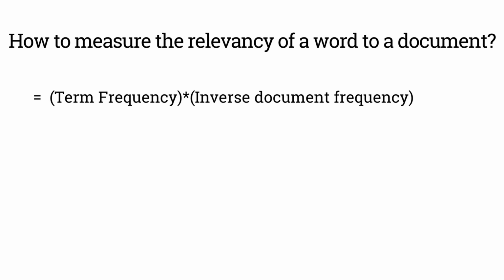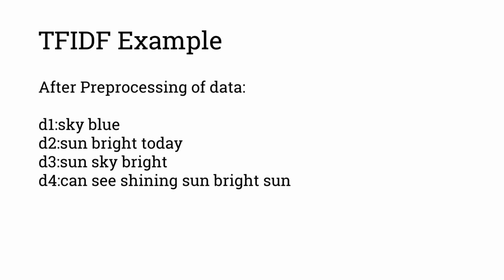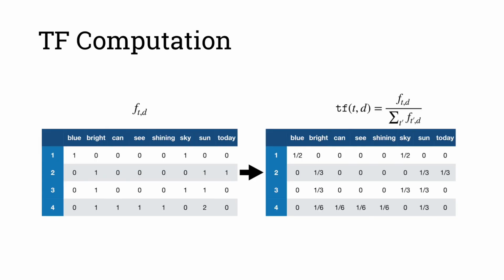it all works. Let's assume that we have a collection of 4 documents as follows. To find the TF-IDF score of each term in the document, we will first have to implement pre-processing. And once we have removed all the stop words and carried out all the pre-processing steps, we will have the following data. Our next step is to compute the term frequency. So here we count the number of times each of these terms occurs in that particular document.